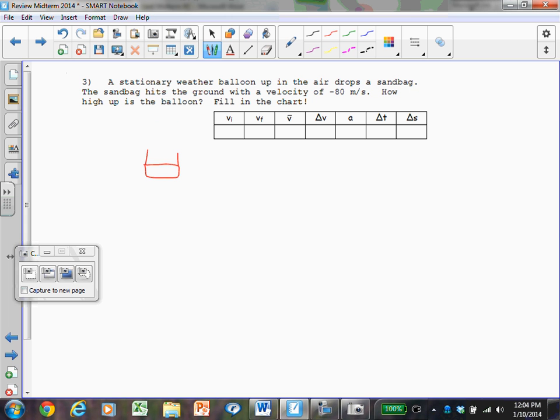The page prior. So it falls out and it hits the ground with a velocity of minus 80 meters per second. And it started with 0 meters per second. How high up is it? Fill in the chart. So we start at 0. We end at minus 80. We also know A, since it's in free fall.